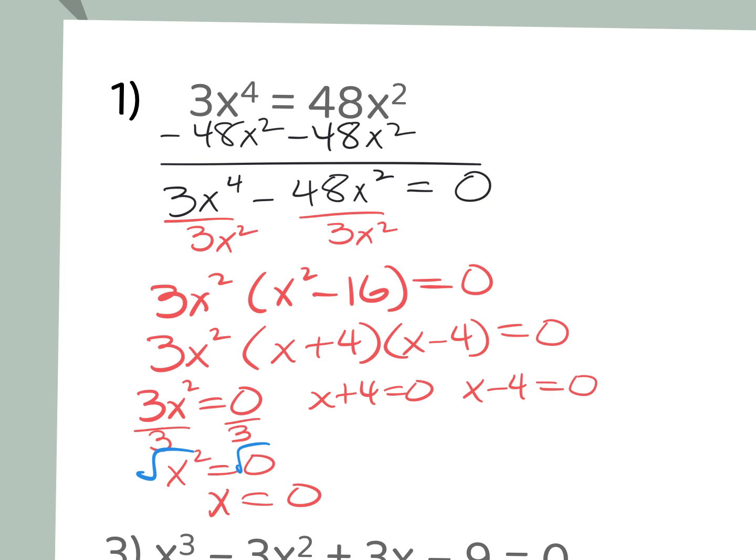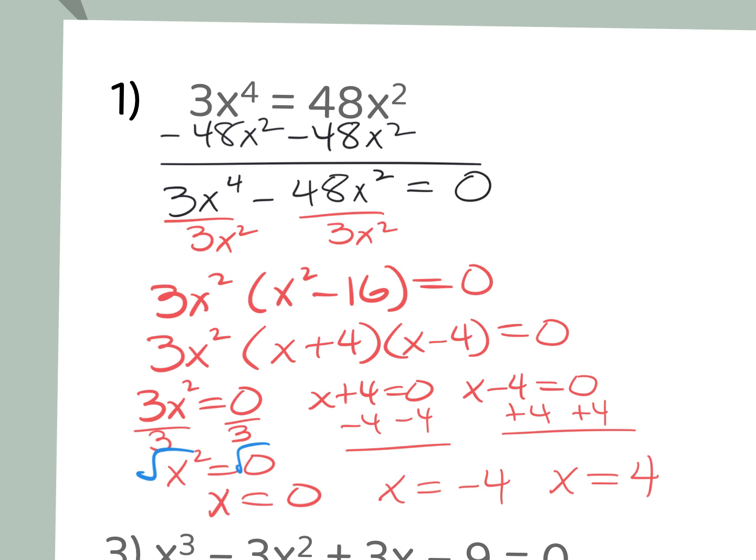And then next, I'm going to subtract the 4. So my next answer is x equals negative 4. And then finally, for the final answer, x equals 4. So I have technically 4 answers. 0 counts for 2 of them, and then the positive and negative 4.